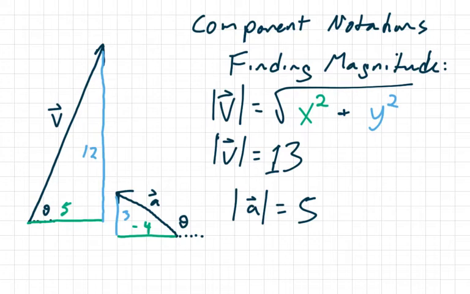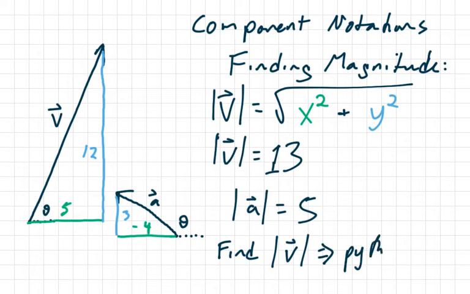So that's it. How do you find magnitude? Pythagorean. So if they ever tell you to find magnitude, or find this with the absolute value or whatever in some way, shape, or form, you need to be thinking Pythagorean. All right, that's how you're going to do it.